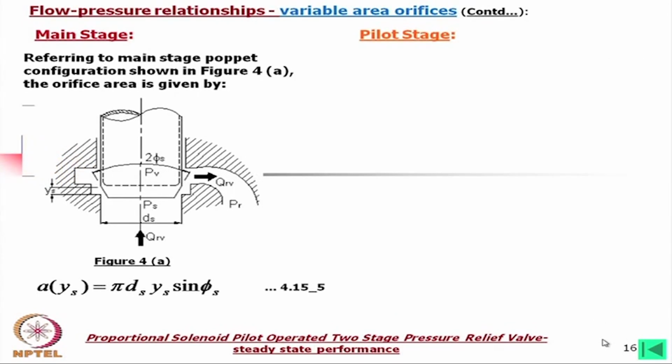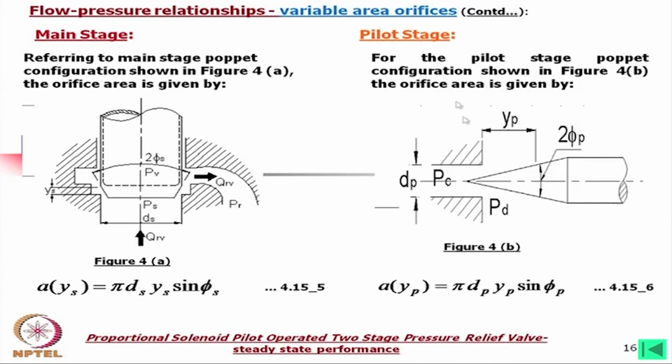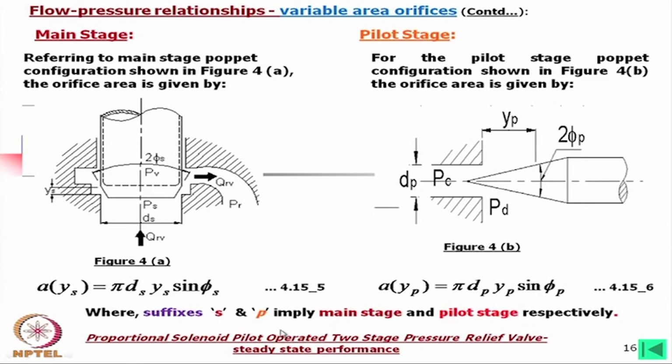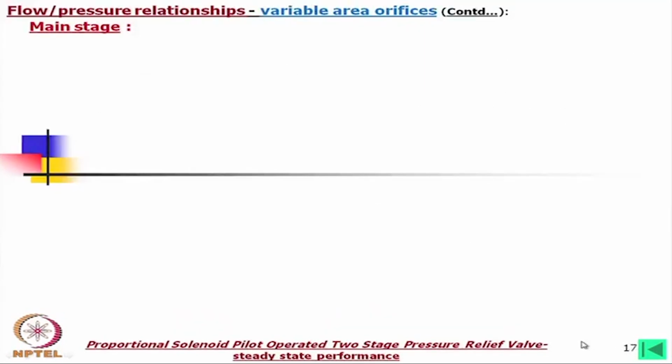Then the main stage, you can see this angle I have mentioned. This is the main stage, for which we can write down this formula, and similarly for the pilot stage we can write down this formula. The formula is the same, only the subscripts differ: S is for the main stage and P is for the pilot stage. But you should remember these two angles are different, so definitely the nature of variation of this area with the stroke or displacement will be different.